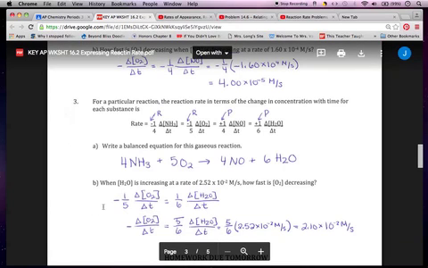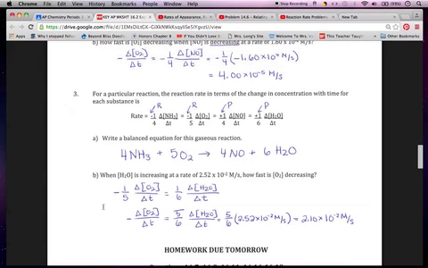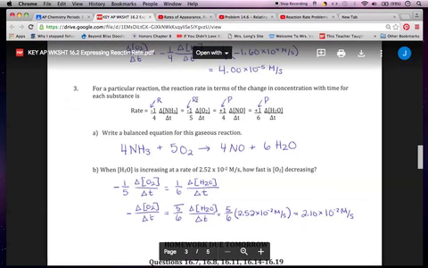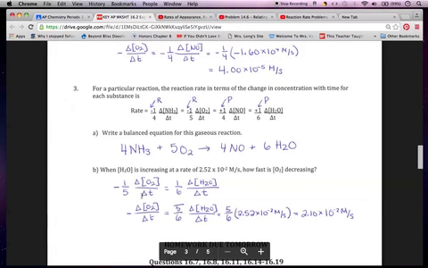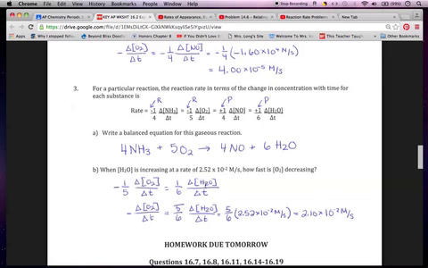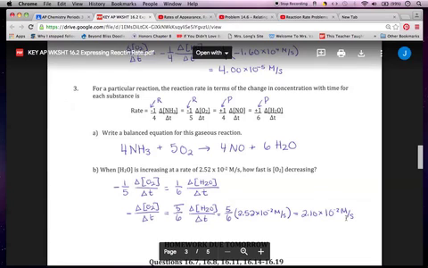And then for the calculation, when the concentration of H2O is increasing at a rate of 2.52 times 10 to the negative 2 molar per second, how fast is O2 decreasing? So with this, I'm going to take out the two components from the equation. Then I'm going to, in this case, get rid of this 1/5. I'm going to multiply both sides by it. I'm going to plug in the rate that was given in place of this change in concentration of H2O over change in time. And then if I take 5/6 of it, then I will have my rate that the O2 is decreasing.